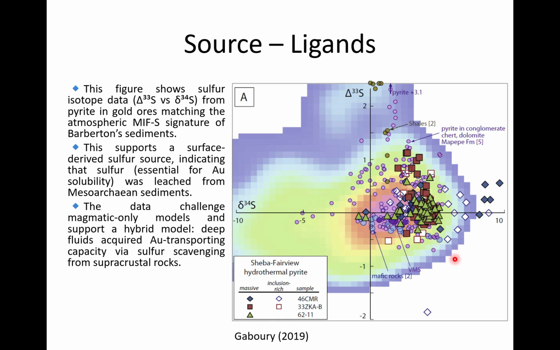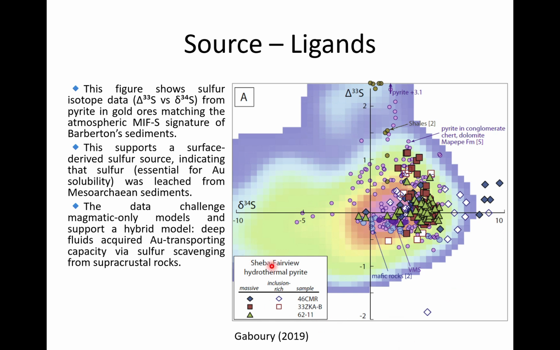Therefore, the sulfur in pyrite in the gold deposits likely came from these atmospherically processed sediments, not directly from a deep mantle or magmatic source. So gold transport requires sulfur. Gold is transported in hydrothermal fluids primarily as hydrosulfide complexes, and these complexes require available sulfur in solution to stabilize gold in transport.